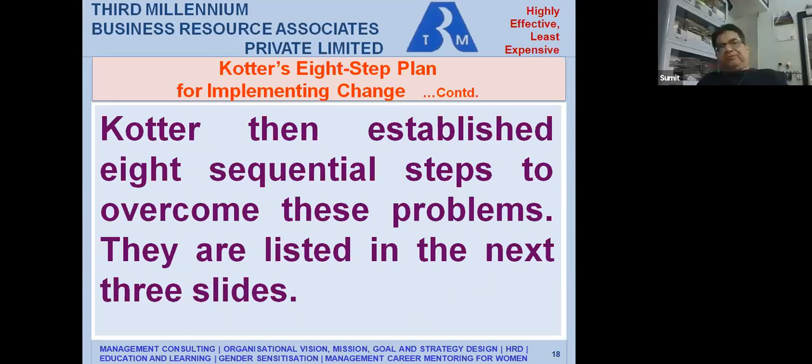So, once he identified the difficulties, the failures, why OD efforts and change efforts do not work out the way they should have theoretically, he established 8 steps. He identified 7 typical problems. So see his systematic analysis.